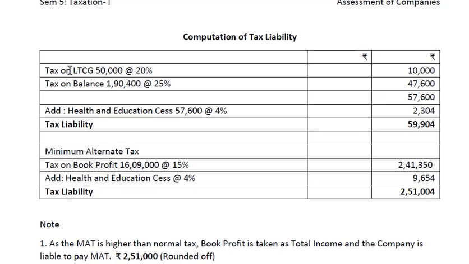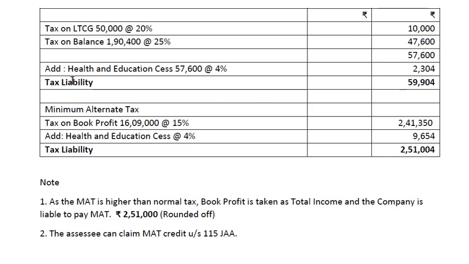Now tax on long-term capital gain at the rate of 20% and tax on balance. From the total income you deduct long-term capital gain, you get the other income 1,90,400, at the rate of 25% comes to 47,600. So the total tax is 57,600. On that, 4% health and education cess. So the normal tax liability is 59,904.